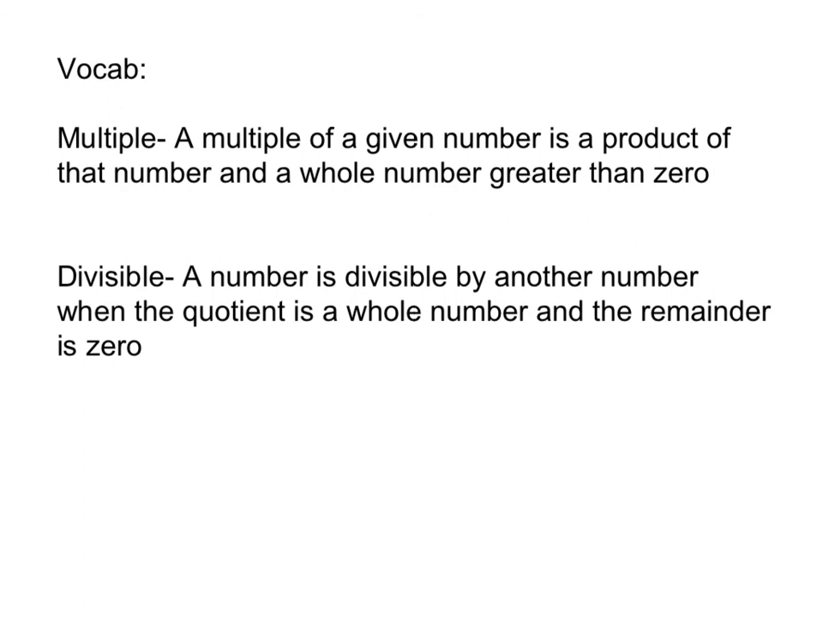We have two vocab words. Our first one is multiple. A multiple of a given number is a product of that number and a whole number greater than 0. And really, when we do multiples, what we're really doing is just skip counting. That's something that you did in elementary school, so you should be familiar with that. So I want you to add that on with your definition because I think that will be easier for you to remember.